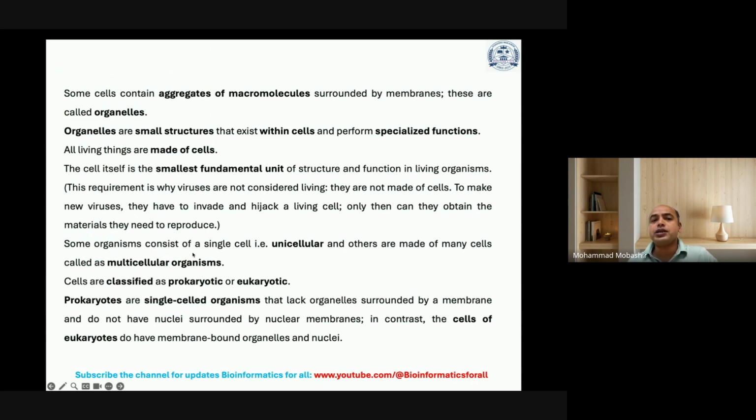Some organisms consist of a single cell, which is called unicellular, and others are made up of multiple cells, called multicellular organisms. Cells are classified as prokaryotes and eukaryotes. Prokaryotes are single-cell organisms that lack organelles surrounded by a membrane and do not have nuclei surrounded by nuclear membranes. In contrast, the cells of eukaryotes do have these things, for example, membrane-bound organelles and nuclei.